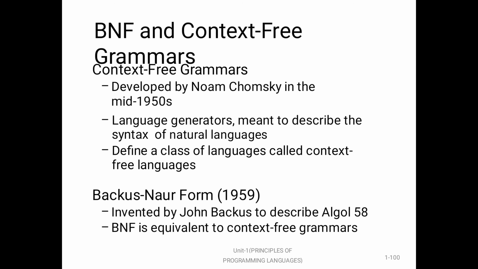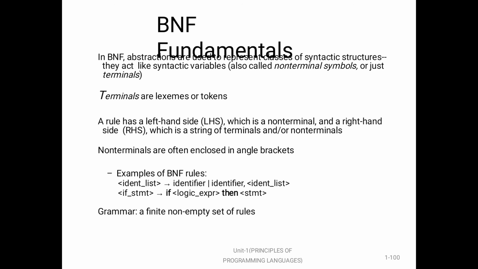So, BNF and context-free grammar. Context-free grammar was developed by Noam Chomsky in the mid-1950s. These language generators were meant to describe the syntax of natural languages, and they define a class of languages called context-free languages. A rule has a left-hand side and a right-hand side, and consists of terminal and non-terminal symbols. BNF means Backus normal form. A grammar is a finite non-empty set of rules. An abstraction can have more than one RHS. BNF is equivalent to context-free grammar.